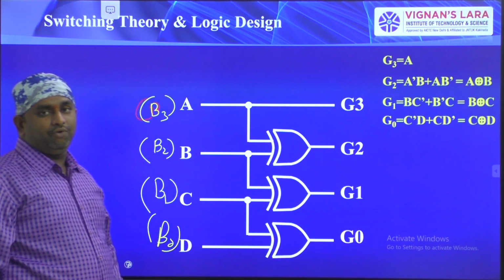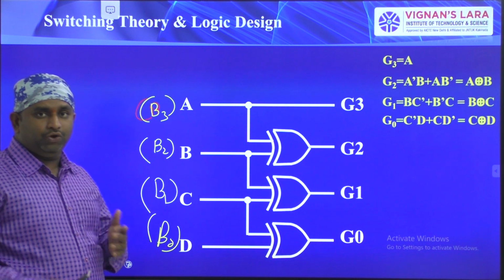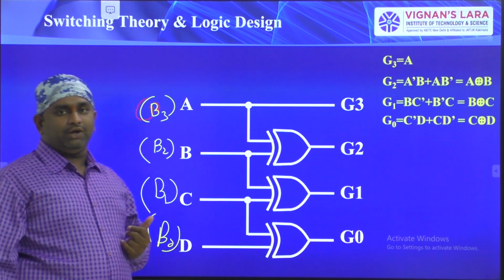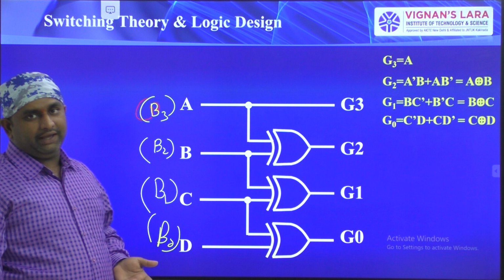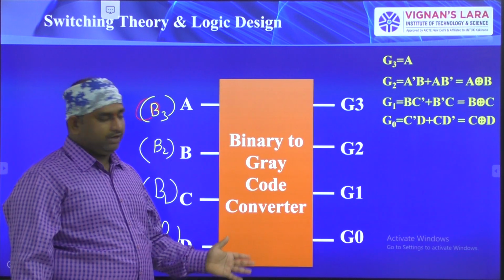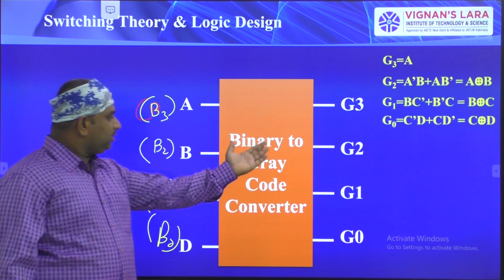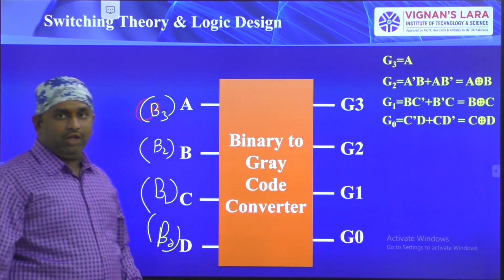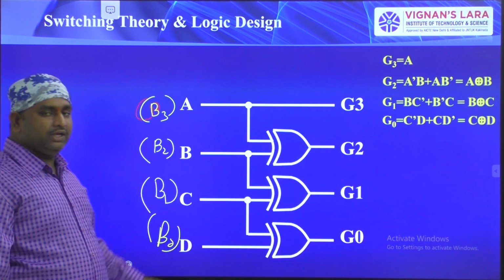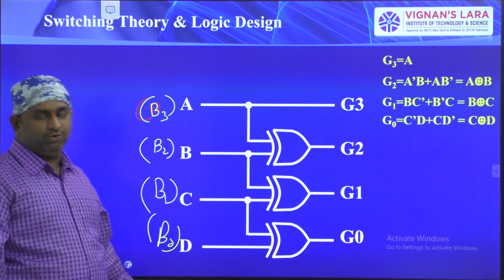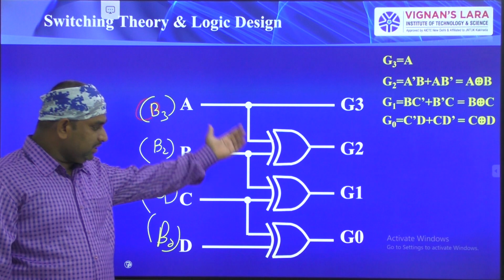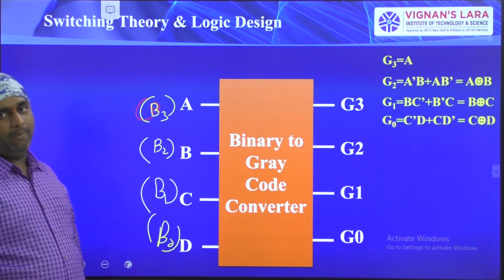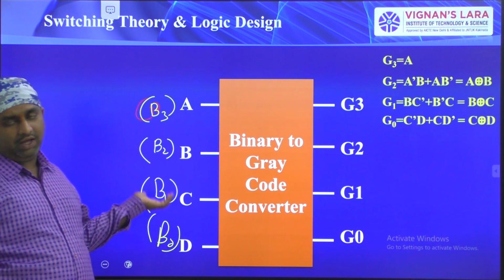When you go to a market and buy the corresponding IC, you can ask directly for the binary to gray code conversion IC. They will give an IC, which seems to be like a box. This is the binary to gray code converter box, which has 4 inputs and 4 outputs. If you want to check what is there internally, you can see that internally it has this type of circuit diagram. This is the binary to gray code converter logic diagram.